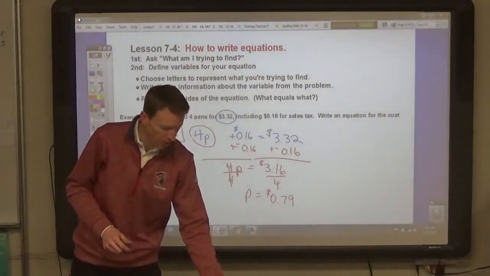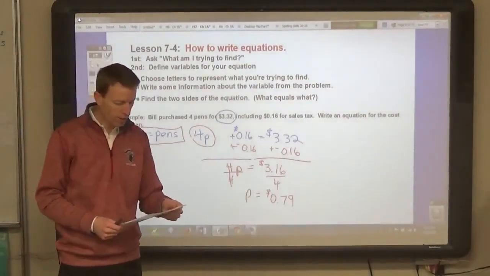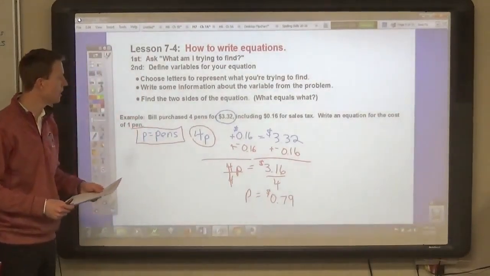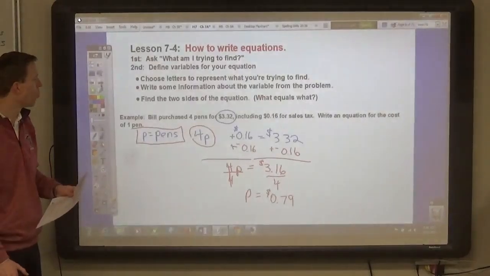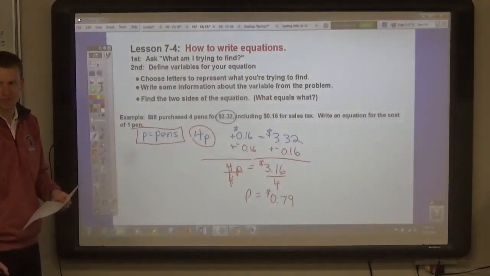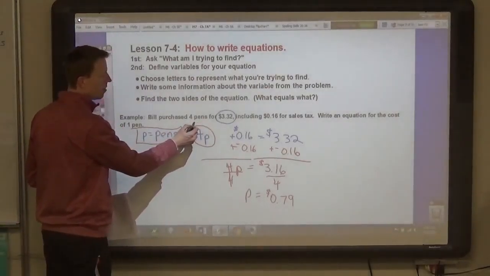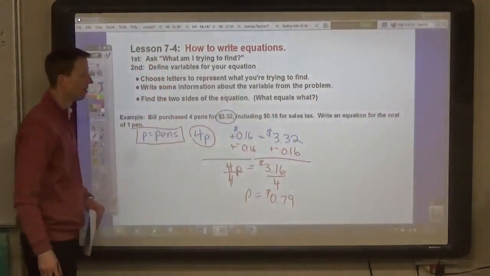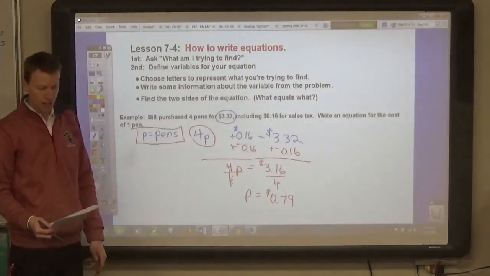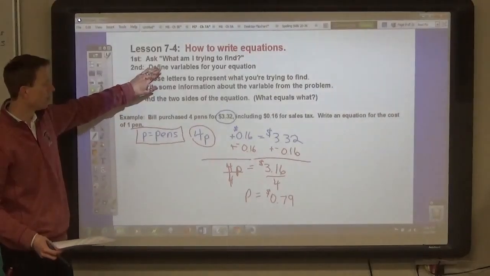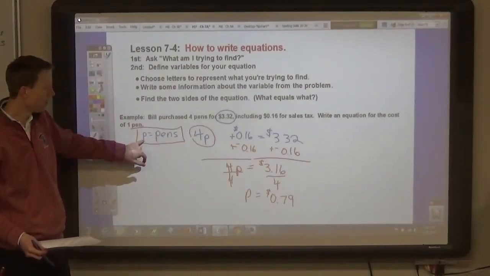Take a look at this first question. This is the number one on your assignment. It says, Bill purchased 4 pens for $3.32, including 16 cents for sales tax. Find the cost of 1 pen. All right? So we know that 4 pens plus the sales tax is equal to $3.32. Now, the first thing you have to do is define a variable. What were you looking for? Looking for the cost of 1 pen. So let's use P to represent 1 pen.